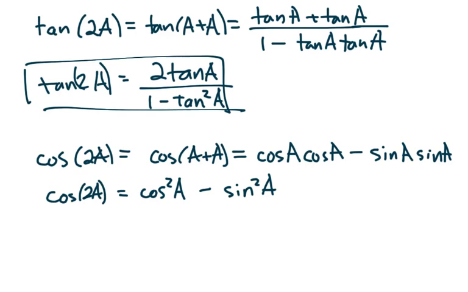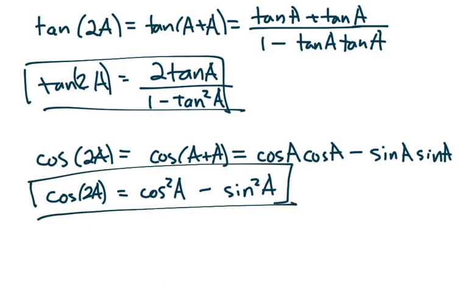But wait, watch out. There are actually 3 cosine double angle formulas that we use, because calculus needs all of them. We're going to use 2 more, but you can go ahead and put a box around this one. This one is the first and foremost cosine double angle formula. Okay, are you ready for the other ones?